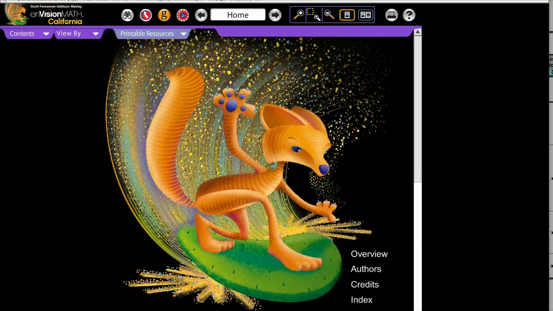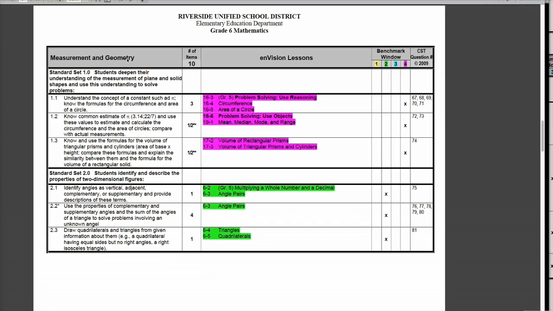First thing I want to show you is the blueprint correlation, and focus mainly here on measurement and geometry 1.1. Understand the concept of constants such as pi. Know the formulas for the circumference and area of a circle. There are 3 questions on the CST for that.